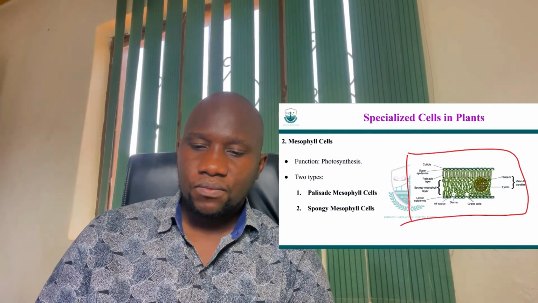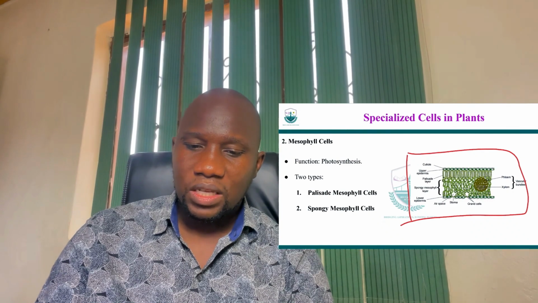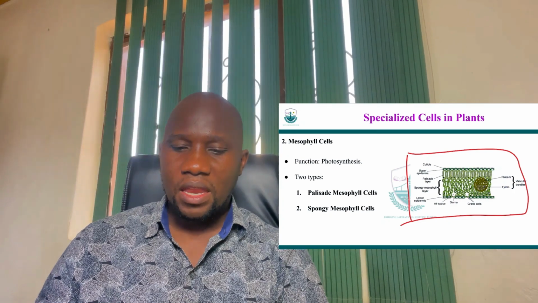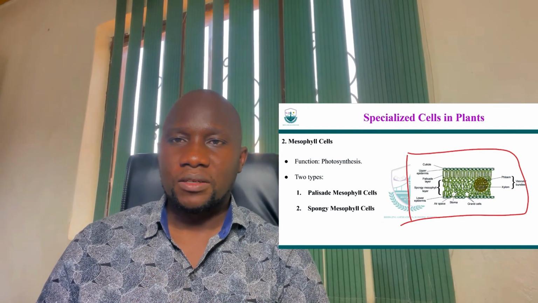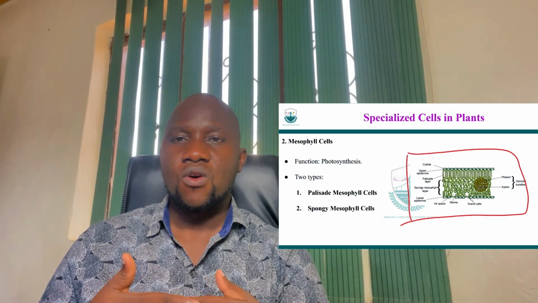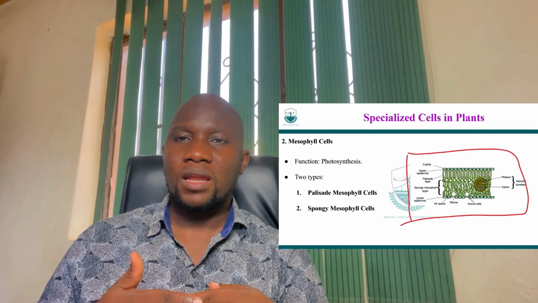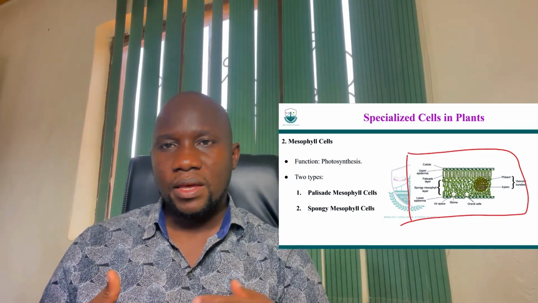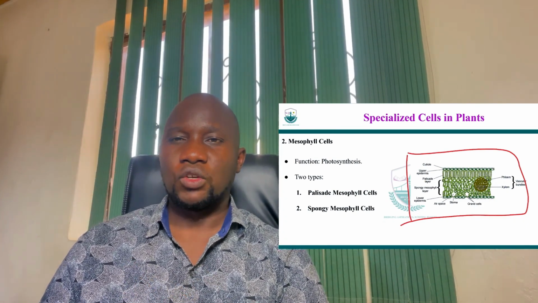So you have the first layer of cells, the surface cells. These are the ones that we call the epidermal cells. So we have the upper epidermis and then the lower epidermis. The cells that cover the surface of the leaves are the ones that we call the epidermal cells. Okay, so that means that they actually form layers. So we have the upper epidermis layer and then the lower epidermis layer. Okay, so that's the first category of cells.